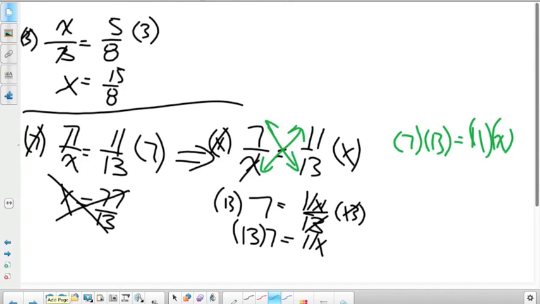I did not learn this. You guys didn't learn this? I didn't learn cross multiplying. So that's why I make sure that we go over this.